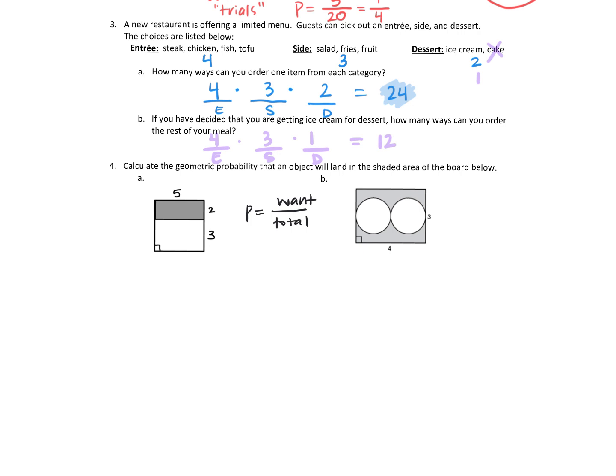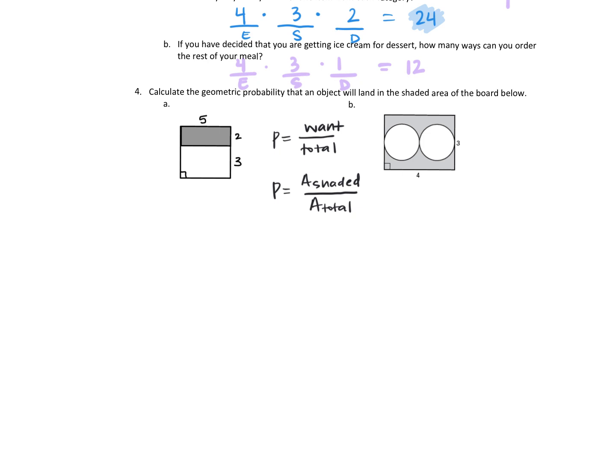So here we're calculating the geometric probability that an object dropped in these shapes will land in the shaded area. So what we want to happen is it to land in the shaded area. So our numerator is going to be the area for the shaded regions. Our denominator is going to be the total area, looking at where could this object land.